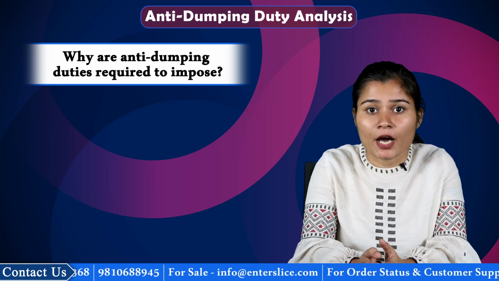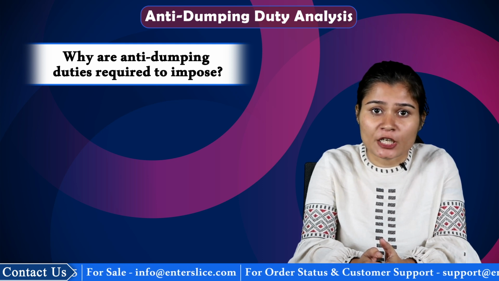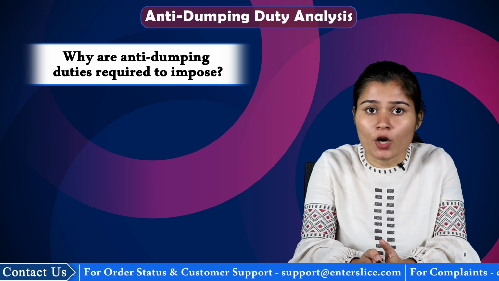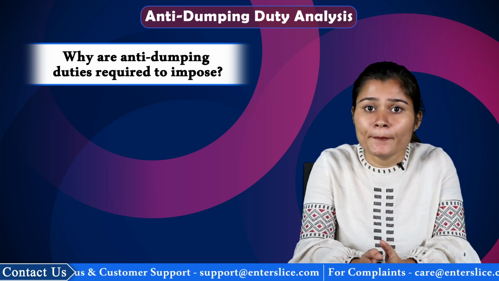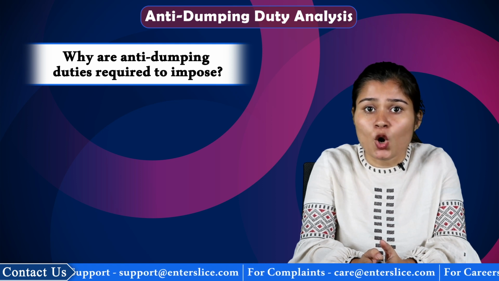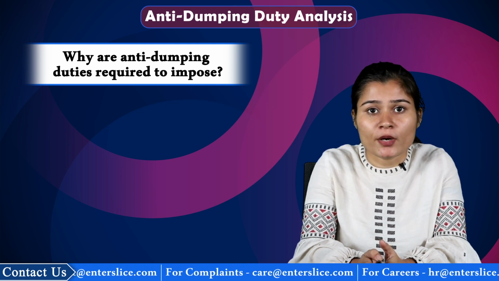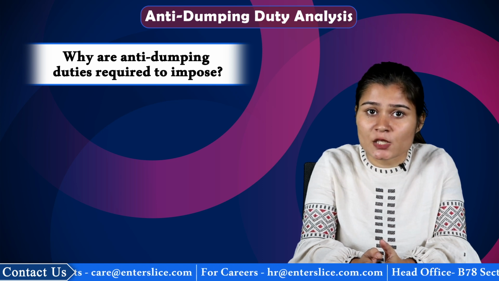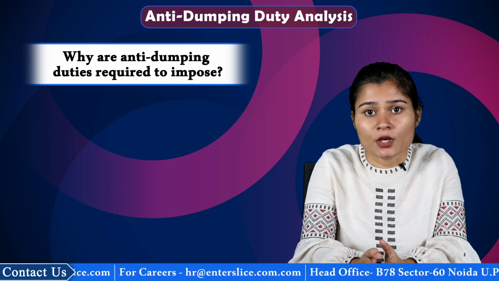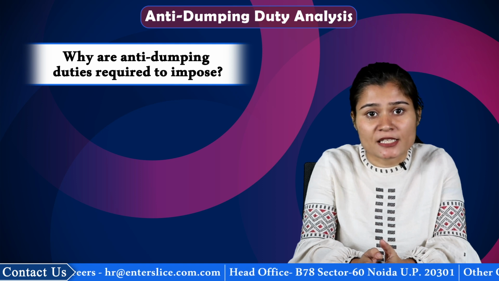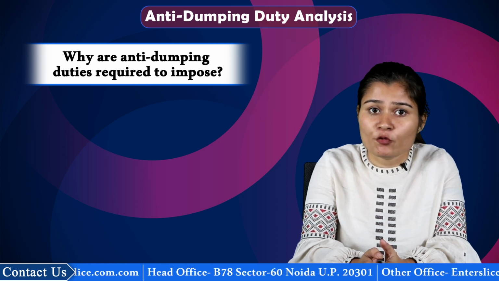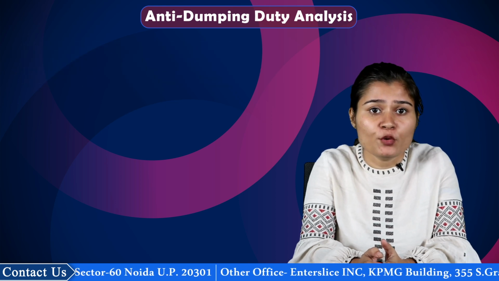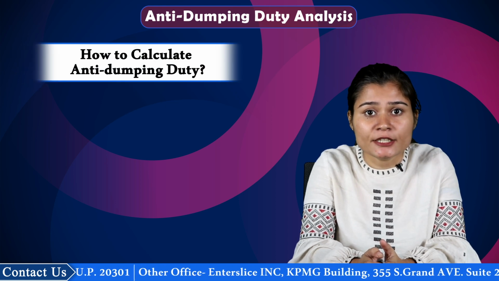Anti-dumping duties are usually implemented after an inquiry is carried out by the nation's relevant authorities or agencies. The government may impose anti-dumping taxes on imported goods if the inquiry finds that dumping has occurred and the domestic industry has been seriously harmed. Furthermore, the duties are determined by subtracting the export price from the fair market value of the goods. Now, we have to understand how to calculate anti-dumping duty.